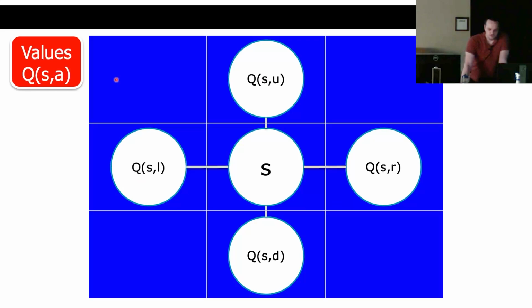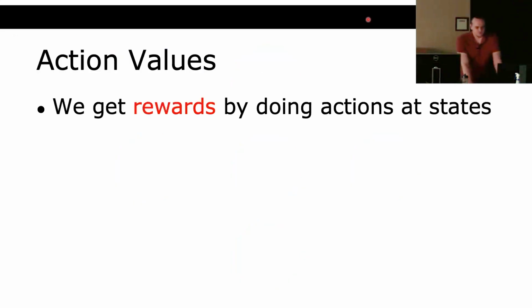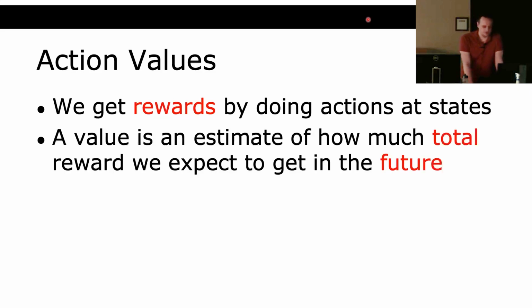So the values Q of S, A: this would be the value of being at state S and going up, the value of being at state S and going down, the value of going left, the value of going right, okay? So we get rewards by doing actions at states and ending up at other states.